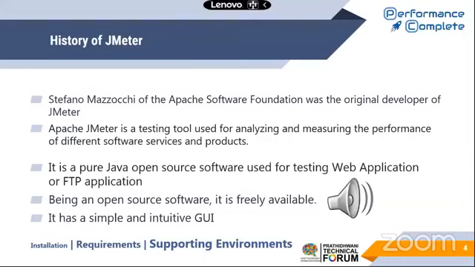So, a bit of history of JMeter. Stefano Mazzocchi of the Apache Software Foundation was the original developer of JMeter. He developed JMeter to test their Tomcat servers. It was not planned to be released as a tool. So they developed a tool for their own testing purposes, and later on they released it as a tool with some limitations.